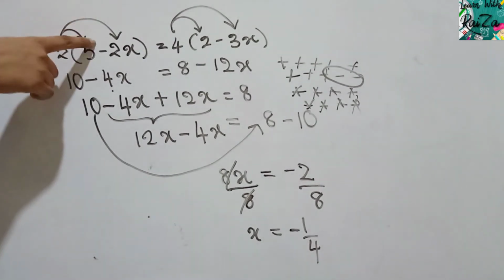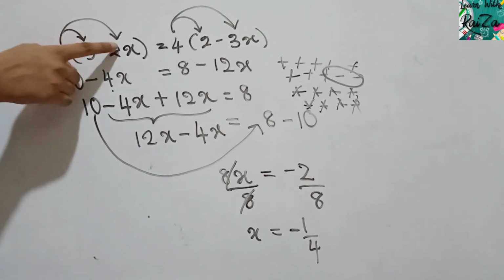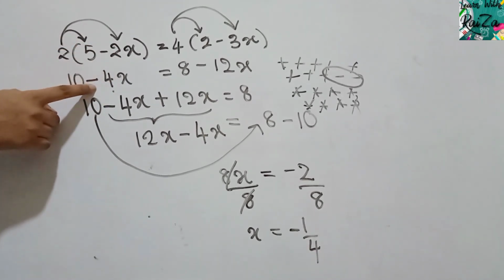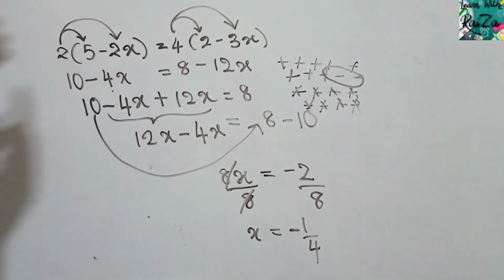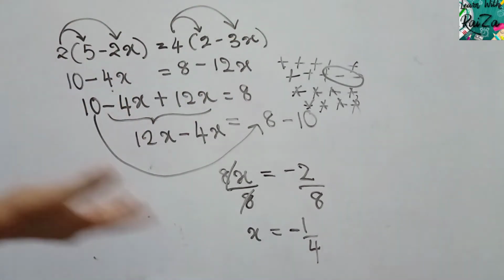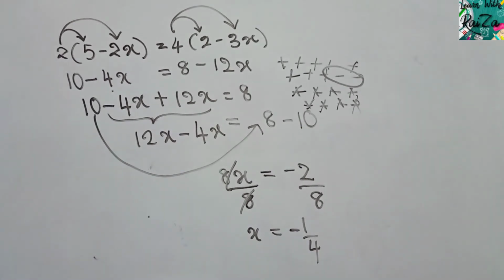So 2 times 5, 10 I multiplied. 2 into 2, 4. It's a negative 2, negative 4. Same way I multiplied the other side. Took the like terms to one side. And then I solved it and got a certain value for x, that is negative 1 by 4.